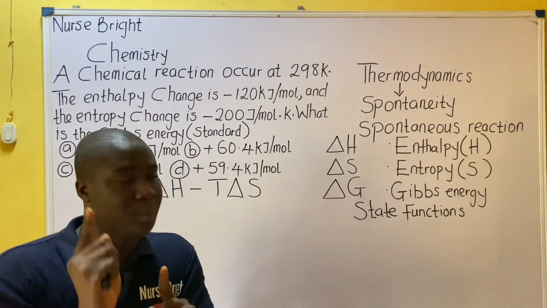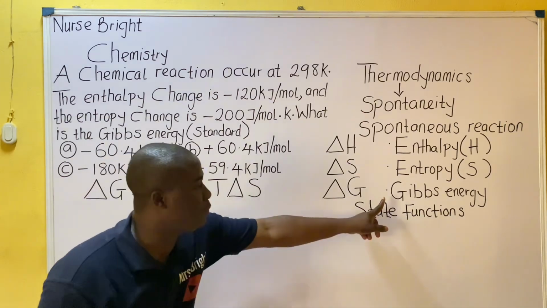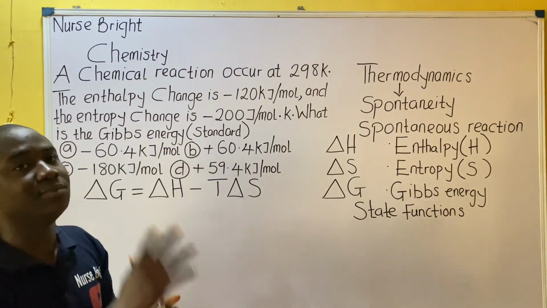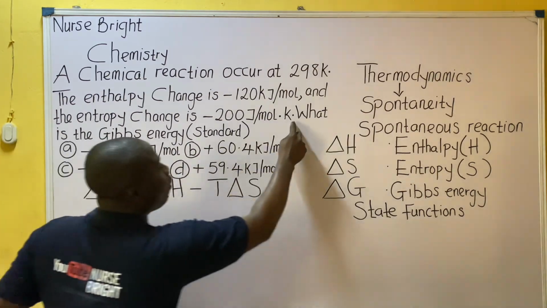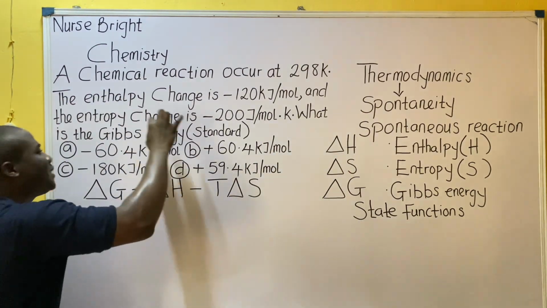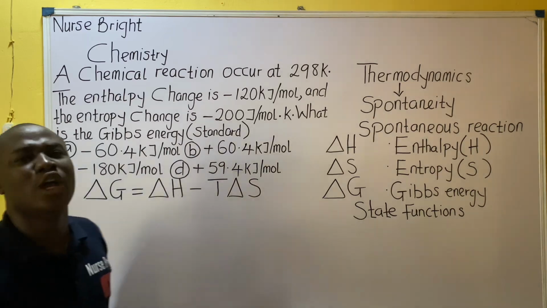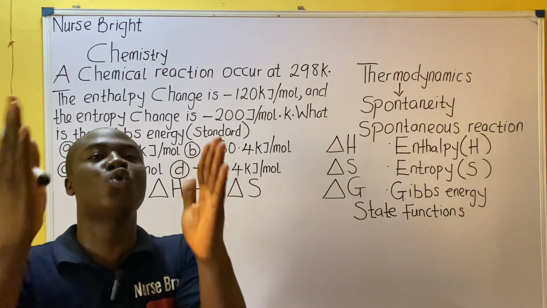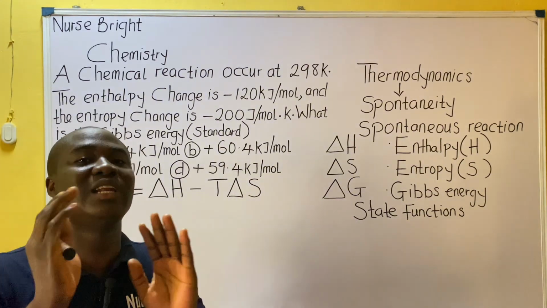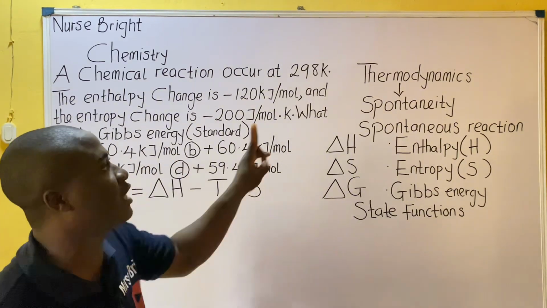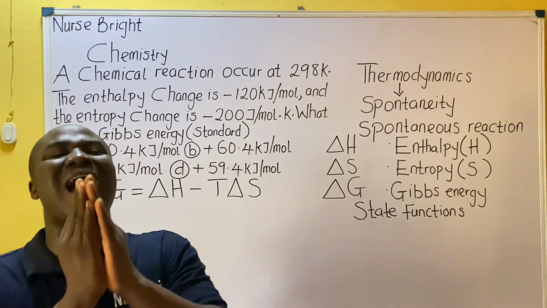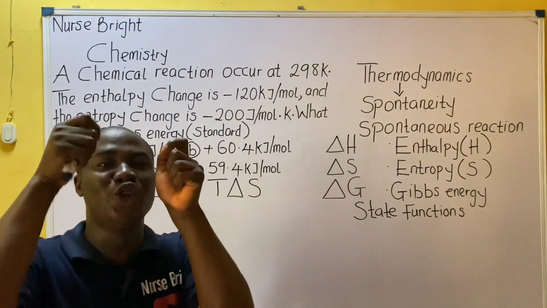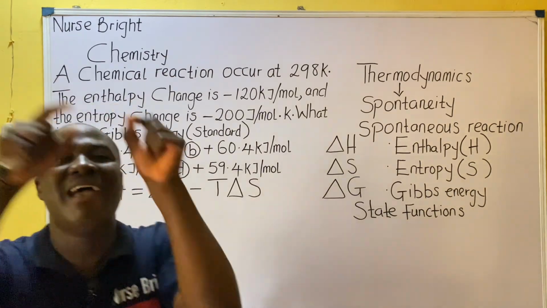Okay, now if you observe, I told you that Gibbs energy is symbolized as delta G, because I've read the question already, and at the end of the question they said, what is the Gibbs energy? So they asked us for Gibbs energy. Note this, Gibbs energy can occur in two forms. Majorly under this aspect, two forms. We have the standard Gibbs energy and we have the non-standard Gibbs energy.